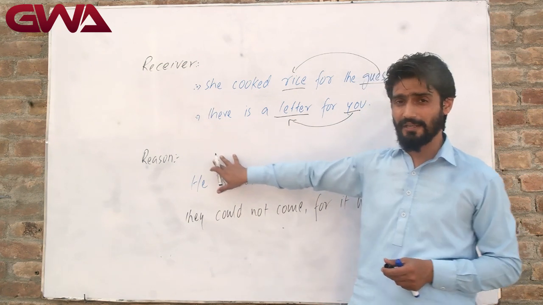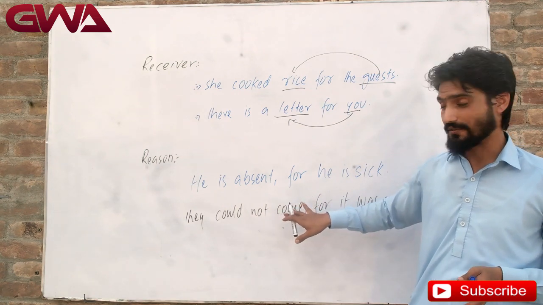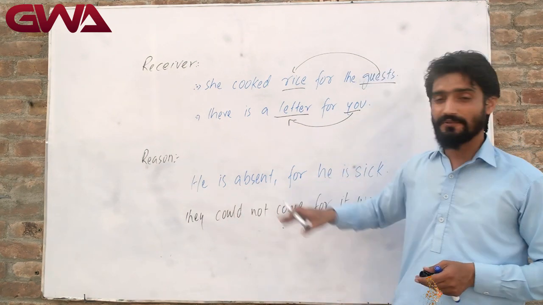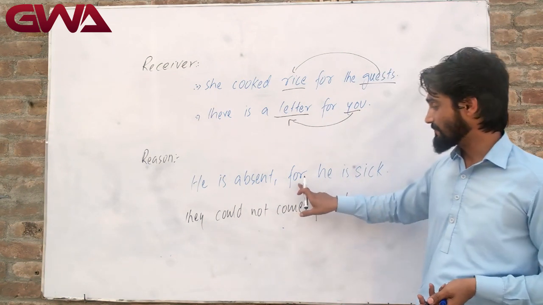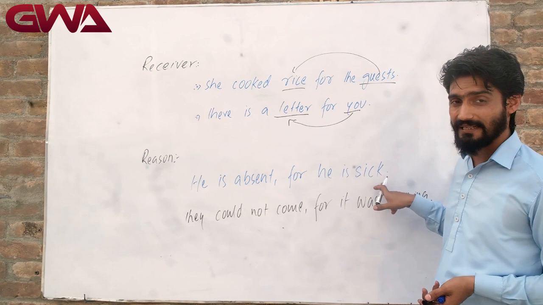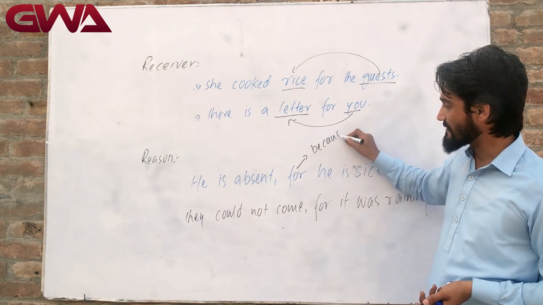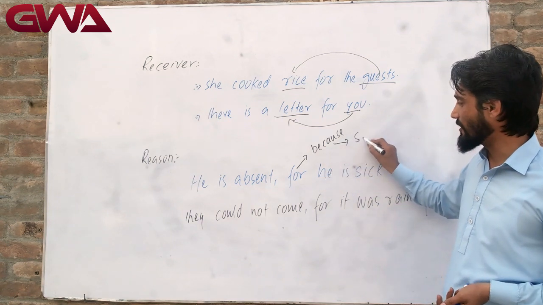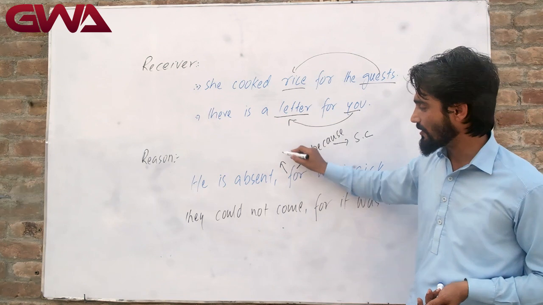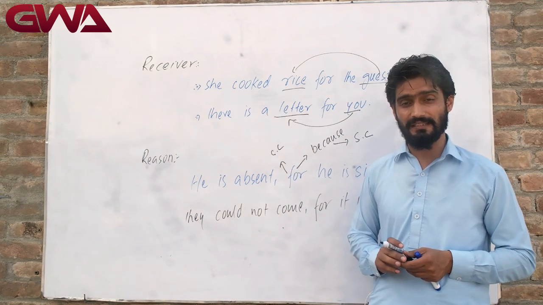Reason. Now here we will use for as a conjunction, coordinate conjunction. He is absent. Why? What's the reason? Why is he absent? For he is sick. Here, for has the same meaning as because. But because is a subordinate conjunction, while for is a coordinate conjunction. They have the same meaning.